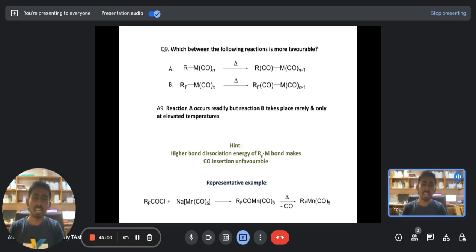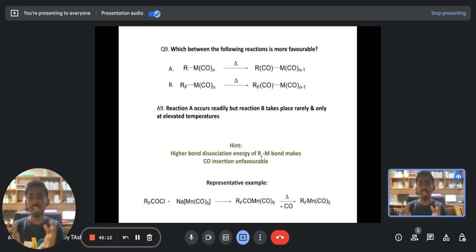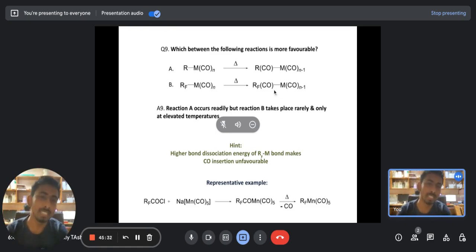The reason being the RF group actually contains several fluorine atoms. That's why the group electronegativity of RF is quite high. So the delta plus charge on the metal is quite high in the case of the RFM bond, and that's why the ionic character of the RFM bond is more than that of the RM bond. That's why RFM compounds are quite stable compared to the RM compound. And since this RFM bond is quite stable, the breakage of this bond and insertion of this carbon into the RFM bond is not happening in this case.